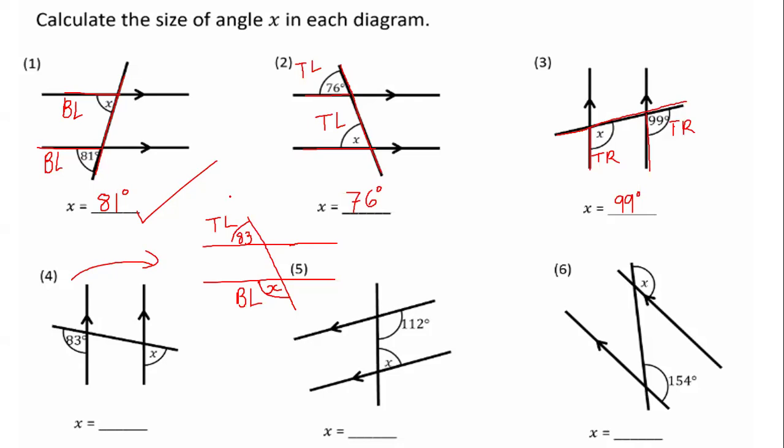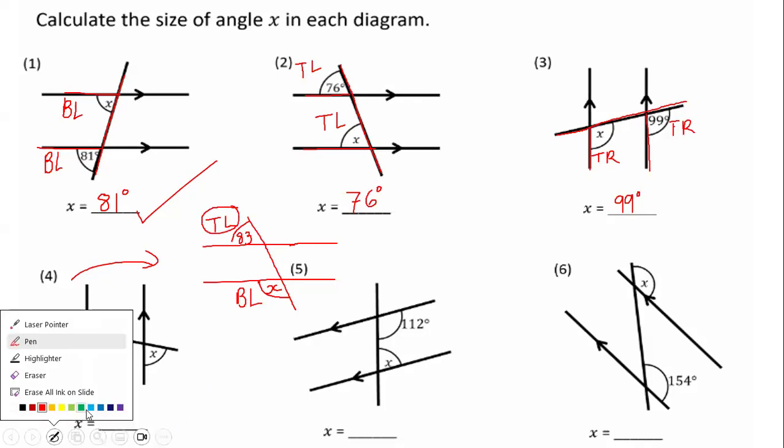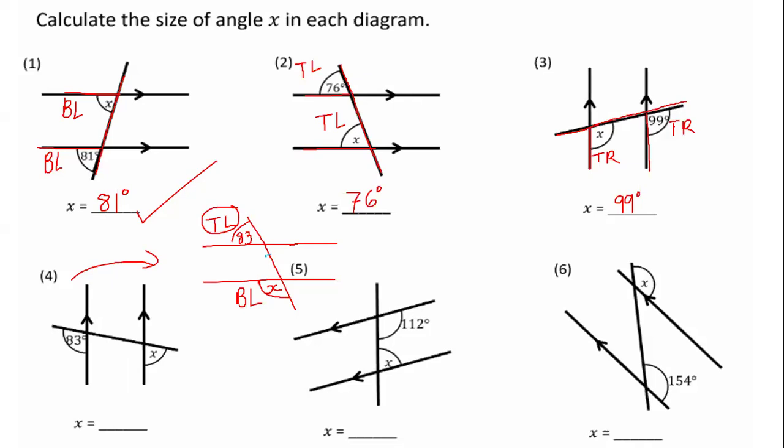So here, this is top left. In order for this to be corresponding, it's going to be corresponding with what? With this angle, the top left one. So that means that this is 83. Right? Not X. X is not 83.